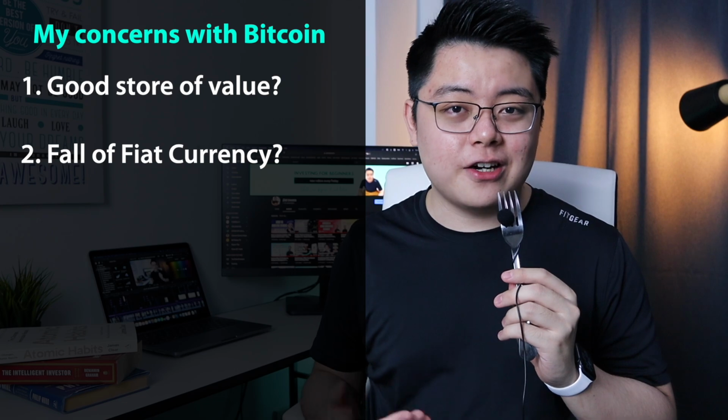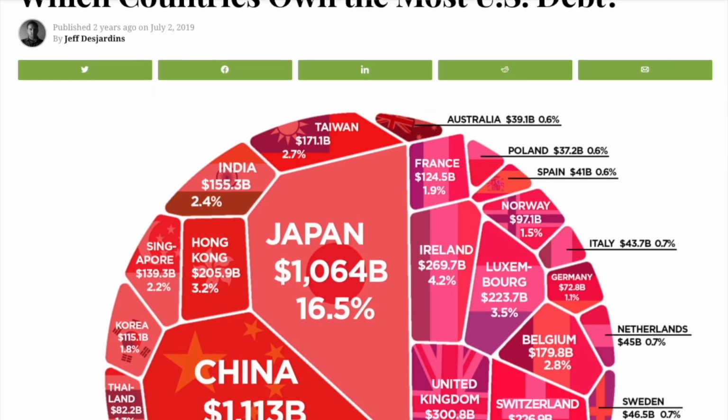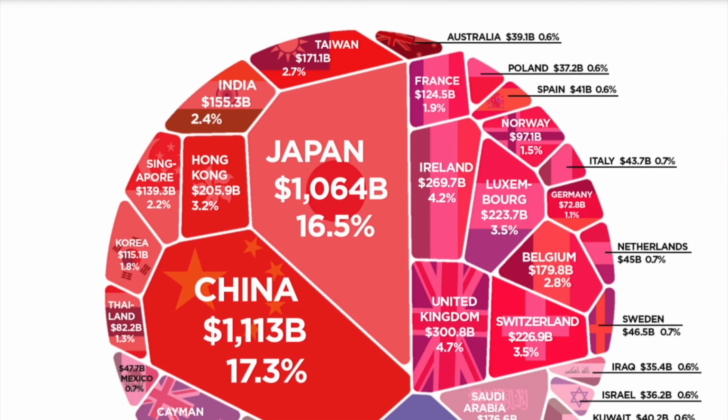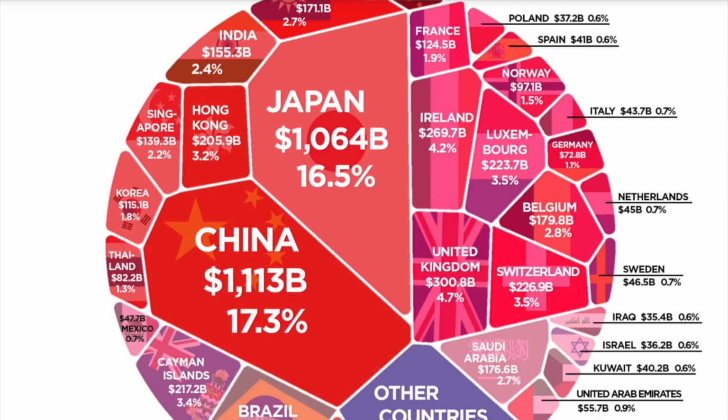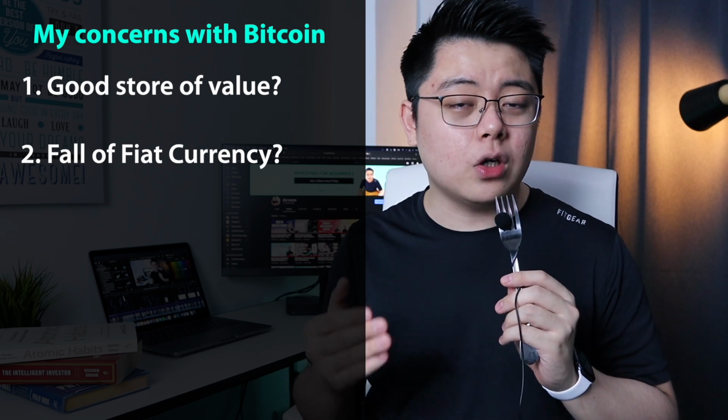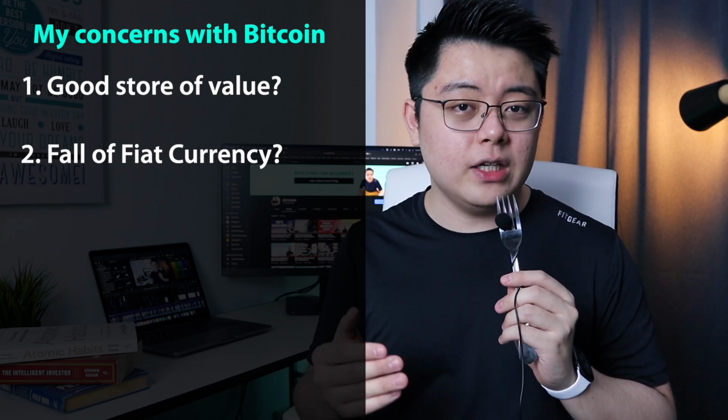Next, the fall of fiat currency. With all the big countries such as China and Japan having so much cash reserve with the US, do you really think that the central bank will let the fiat currency fall? What makes you think that the dollar will continue to deflate after COVID is contained?